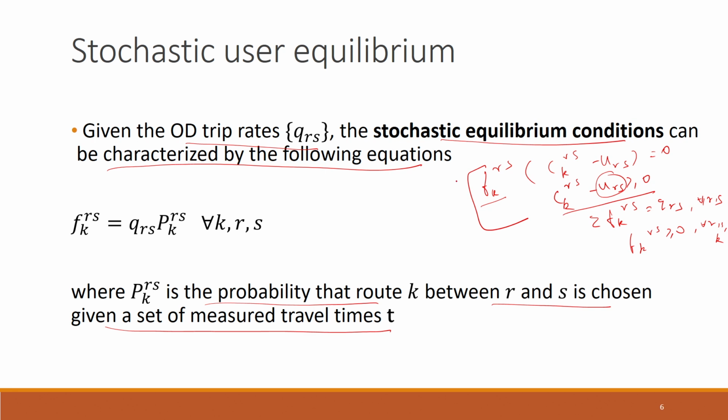Okay. Now a counterpart of that is this here, that is, f_k^rs is equal to q_rs times P_k^rs for all k, r and s. Okay.